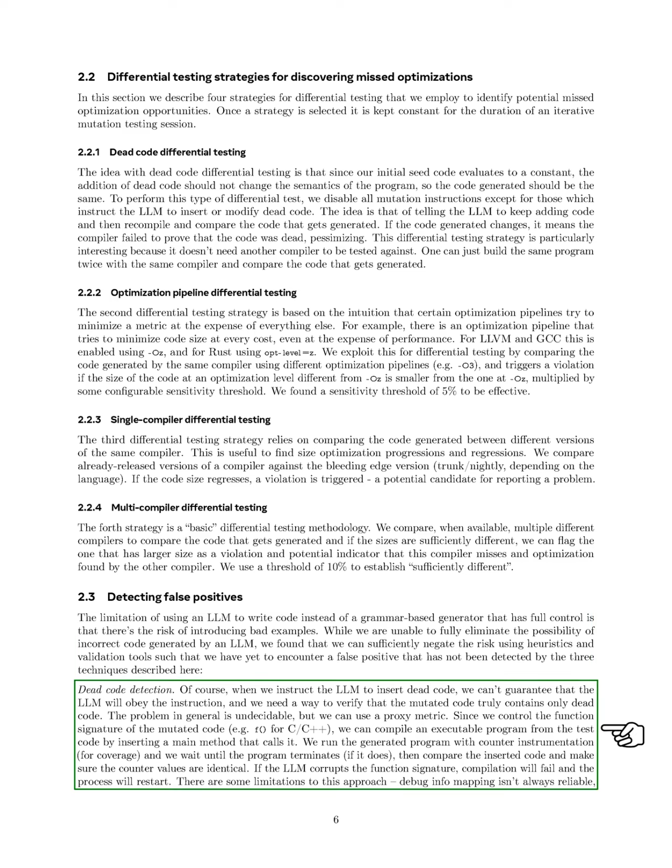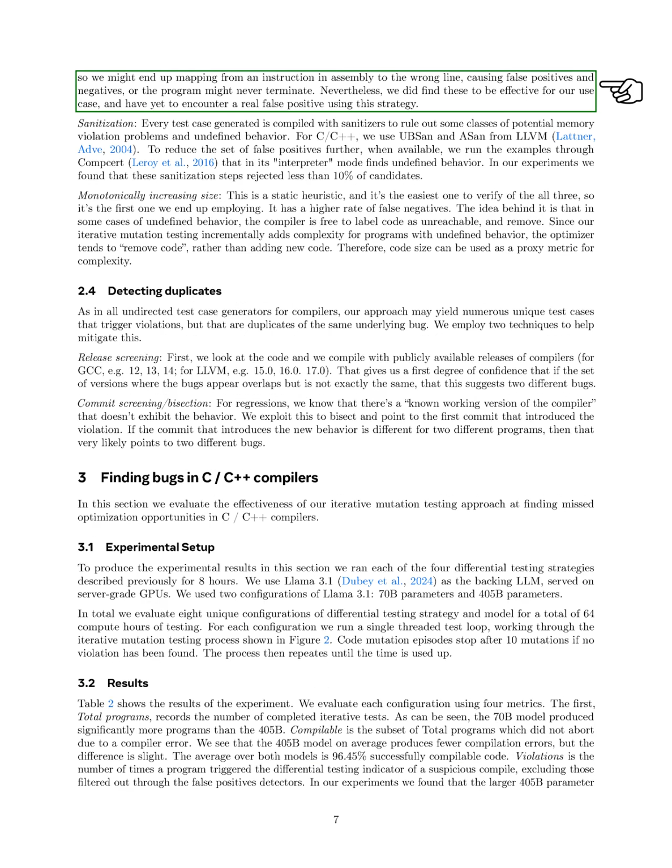When we ask the LLM to add dead code, we can't be sure it will follow our instructions, so we need a method to confirm that the code only contains dead code. Although the problem is generally undecidable, we use a proxy metric. By controlling the function signature of the mutated code, we can compile it into an executable program that includes a main method. We run this program with coverage instrumentation and compare the counter values to ensure they match. If the LLM alters the function signature, the compilation fails, and we start over. We acknowledge some limitations, such as unreliable debug info mapping, which can lead to false positives or negatives, but we find this method effective for our needs.